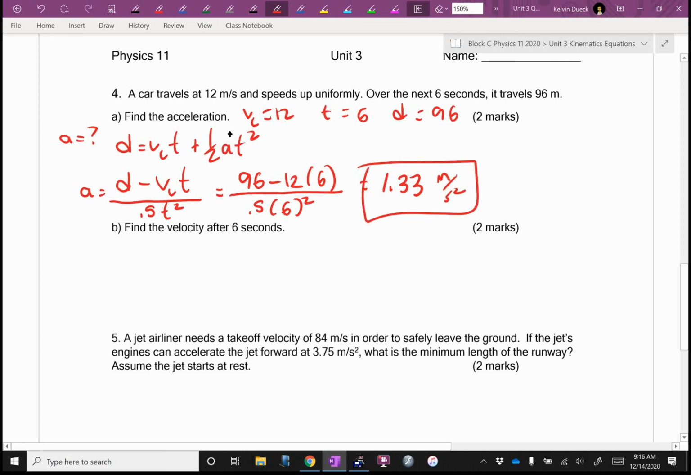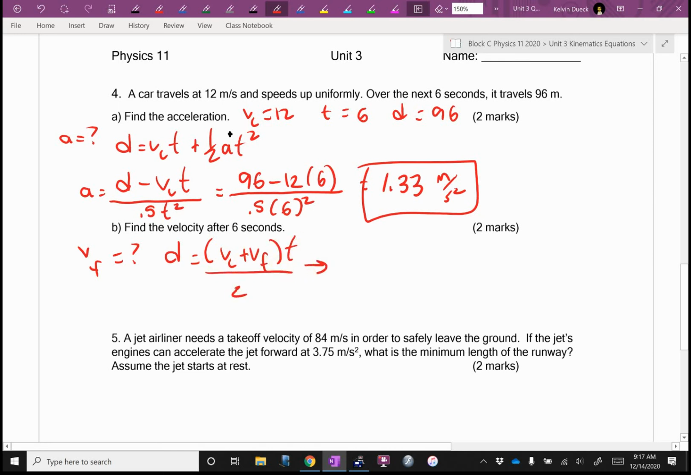Find the velocity after 6 seconds. So definitely wants me to find VF. Boy, I'd love to use VF equals VI plus AT, because that's so much shorter. No, let's use the answers they gave me. I think I'm going to use D equals bracket VI plus VF times T over 2.